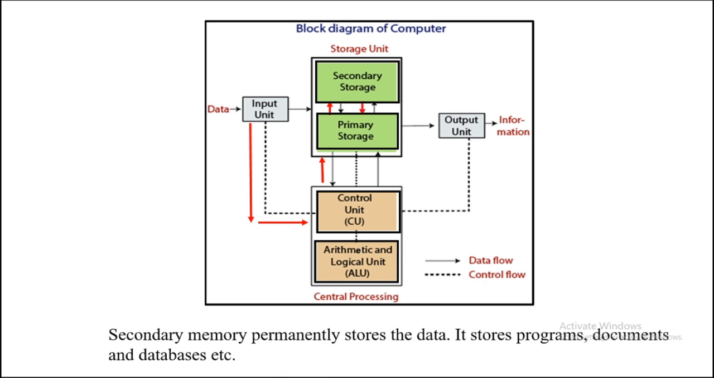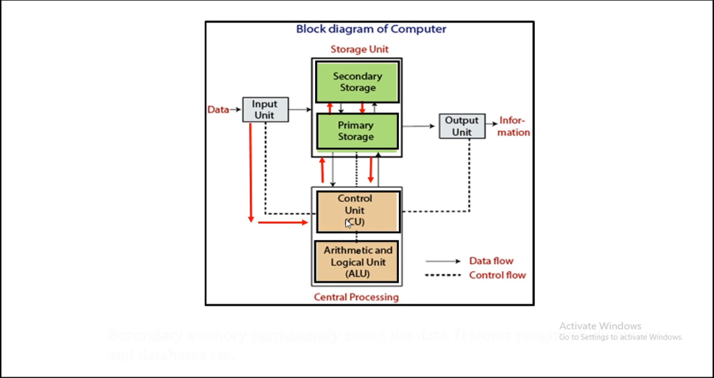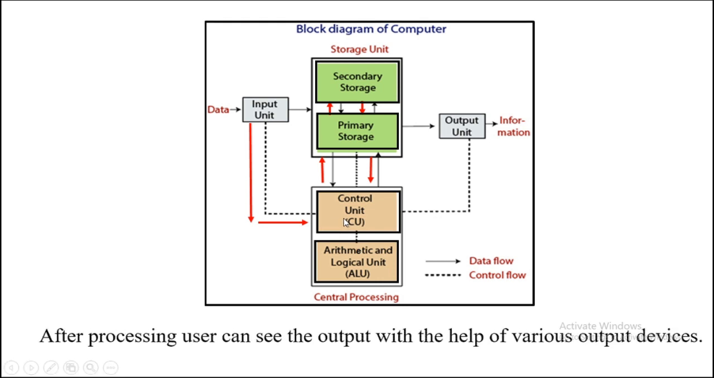So whenever instruction and data is being executed, from secondary storage unit it is transferred to primary storage. From primary storage it is transferred to control unit. Then control unit gives the data and instruction to arithmetic and logical unit, and after that the ALU performs the operation. Now after this, for all four stages the output is generated.